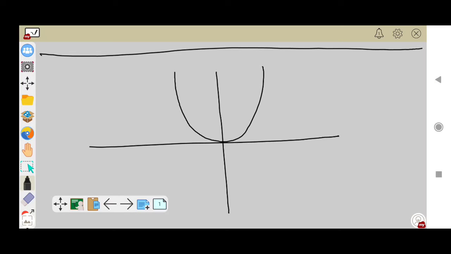Standard equation of parabola. What is the opening here? The opening is toward the positive side of the x-axis. Therefore, the equation of parabola has a plus. Then the axis is x. The axis of the parabola is along the x-axis. Therefore, we will write x here. If we have written x here, then here it will be y square. This is the first equation.